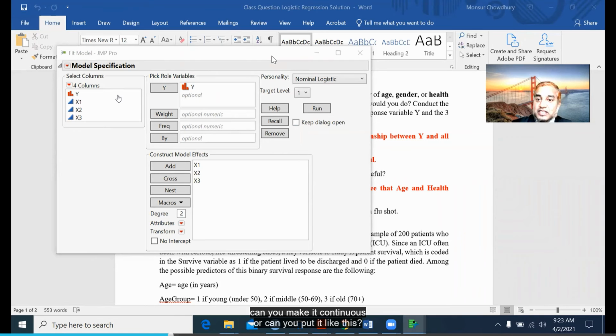Can you make it continuous or can we put it like this? Yes, you can put it both ways. But if you make it continuous, I want to show you that, as I said in the last class, it will not change anything.